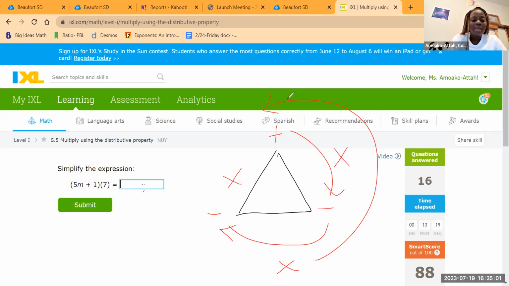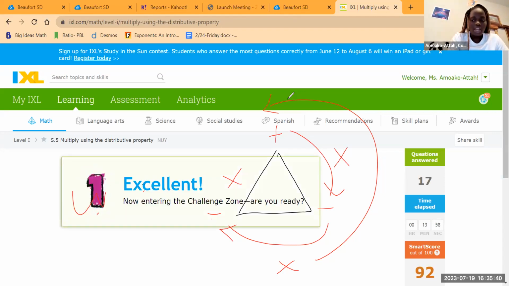We are almost there. 5M times 7 will give you 35M. Then plus 7 times 1 will give you 7. It means that you are using the number outside the parentheses to multiply everything inside the parentheses. Again, we are doing multiplication, how to multiply using the distributive property. So this should give us our final answer.